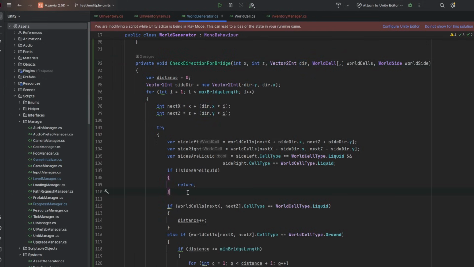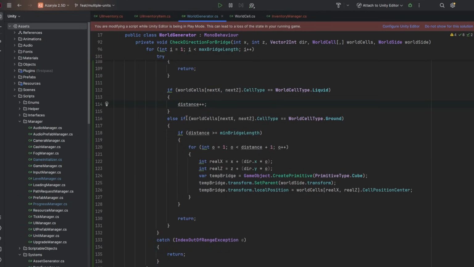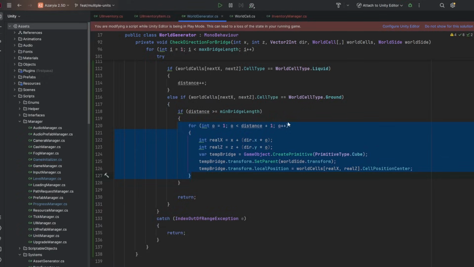And if this is also true, then I go the straight line and add the distance, and I go the distance over all the liquid. And when I found the next block, which is a ground block or a ground cell, then I check if the minimum distance is reached. If not, then we're just returning, and if so, then we'll spawn the whole bridge. And that's basically it, that's the logic.